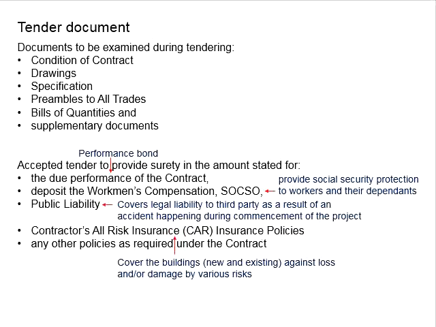In the case that the project is located near to an existing building or within an existing building, there might be another insurance due to the employer, which is the CAR for the existing building. There could be other sureties involved, depending on the policies as required under the contract. Those which are listed here are the typical.